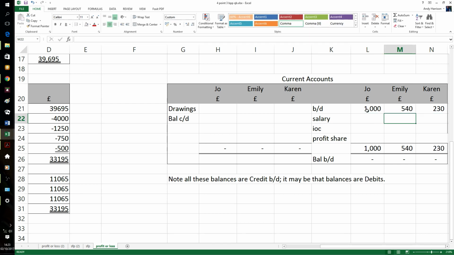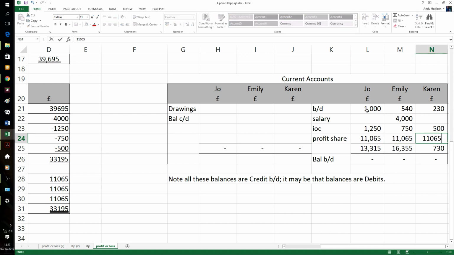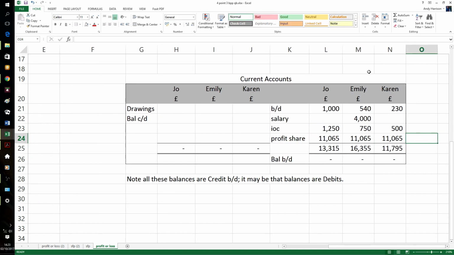Only Emily gets the salary. We've got the interest on capital. This is what we've actually just worked out. And then the profit share. So that now adds up.